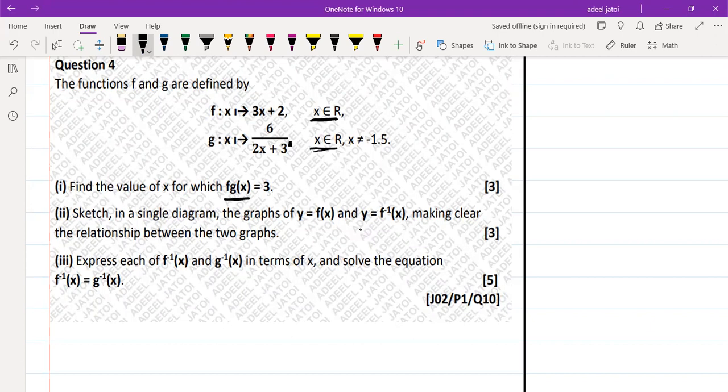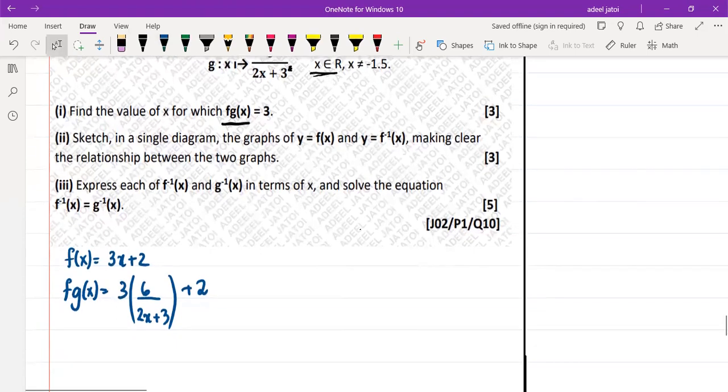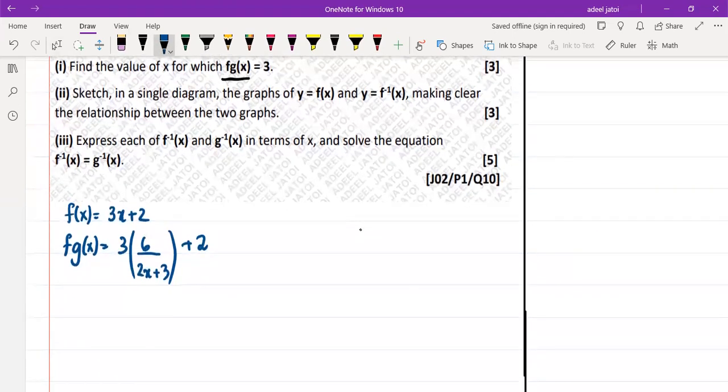Can I see a composite function here? Let's write down f(x) = 3x + 2, so f(g(x)) means I substitute the g(x) function in the place of x. So 3 times 6/(2x + 3), plus 2. This becomes the composite function. That means in the place of x, I substituted the function g(x).